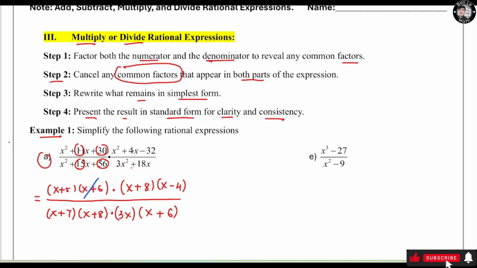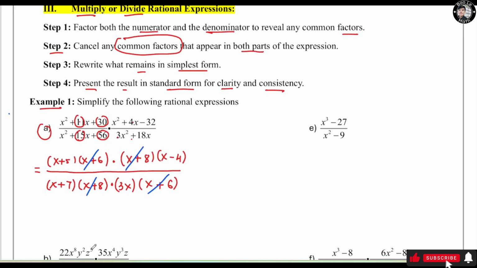Now this factor and this factor cancel out. This one and this one cancel out, right? So you're going to end up with x plus 5 times x minus 4 over x plus 7 times 3x, right? So I'm going to bring 3x to the front. This one is the final answer.